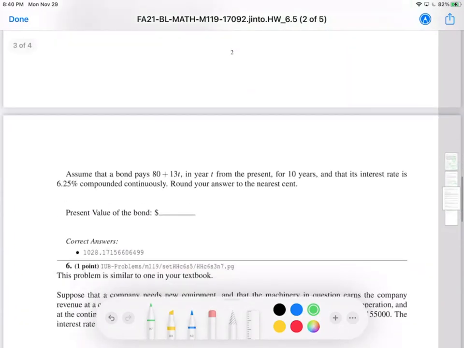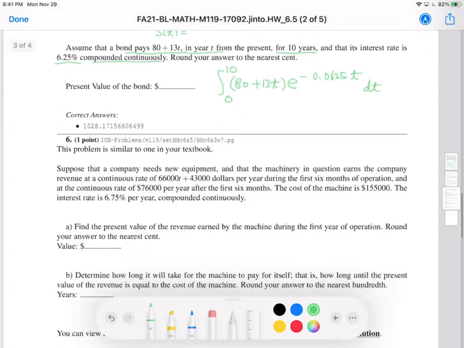Number 5. Okay, the payment now is a linear function. For the next 10 years, the interest rate is 6.25%, compounded continuously. Okay. Now S of t is not constant. The present value by the formula is the integral from 0 to 10 years of S of t, which is 13t, times e to the negative 0.0625 t dt. So use your calculator. Okay, for number 6.